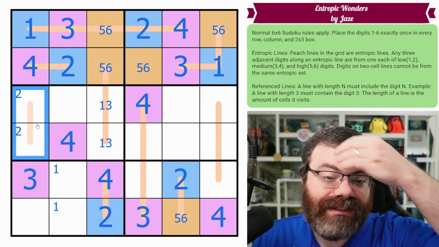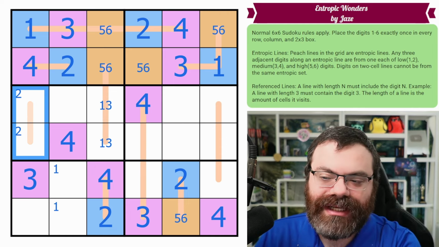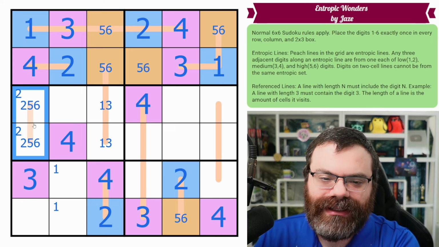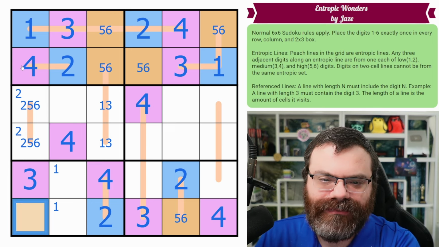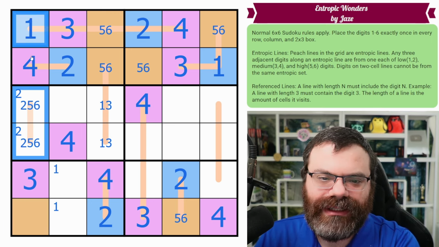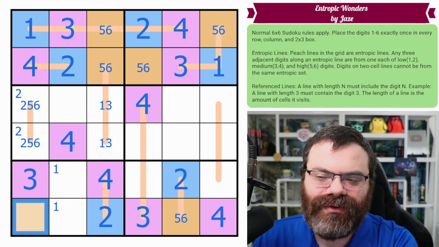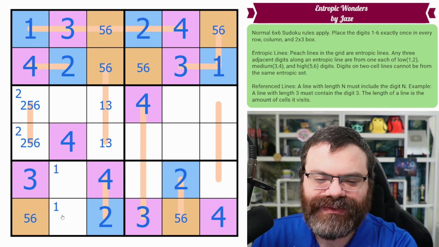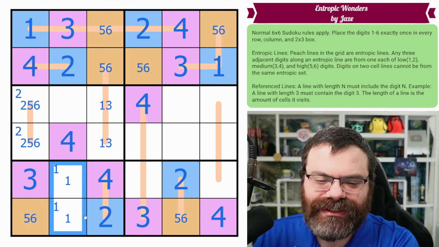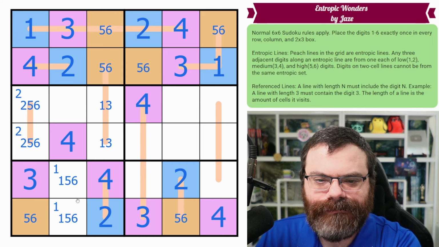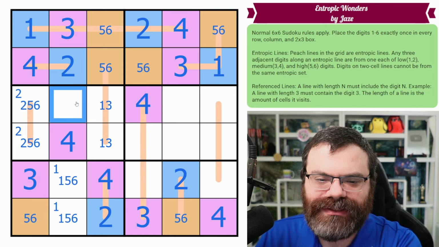So, and we know this has a low on it, has the 2 on it. So this has to be 2, 5, 6. And this also is high. Because the 2 is the other low. We have both purples, so this is going to be orange. Also 5, 6. So just by Sudoku, this is 1, 5, 6. And this can't be 1, so this is only 5, 6.